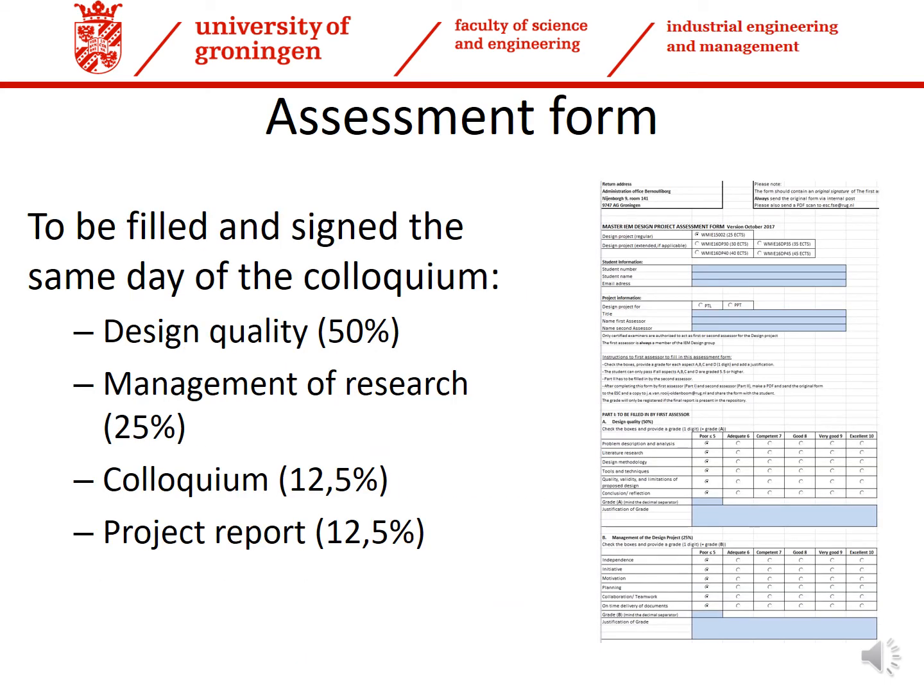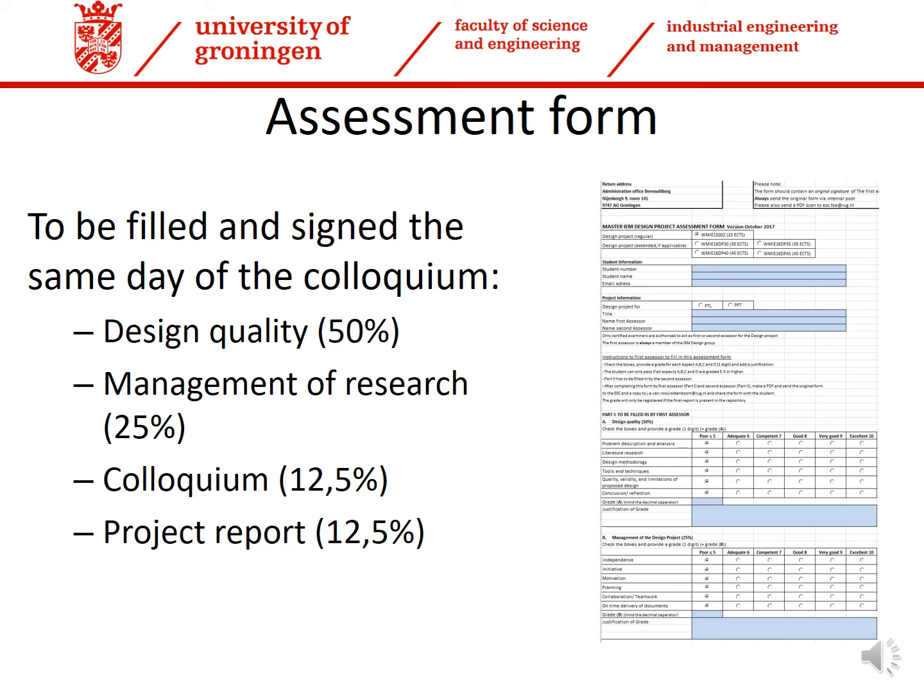And then the assessment form, of course, it has 4 different elements: design quality. It's in principle, your research project has research quality. Here we are talking about design quality, 50%. Management skills, right? Management skills where you're highly motivated, where you're independent, where you're working as a team, where you're delivering your documents on time, right? So that part is actually quite important. It's 25% of your grading.